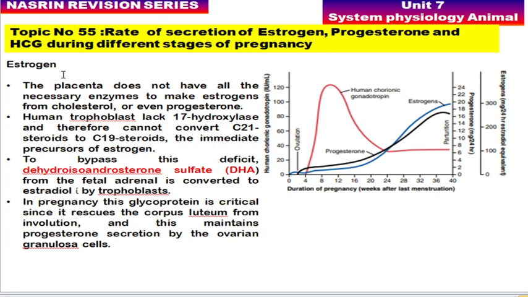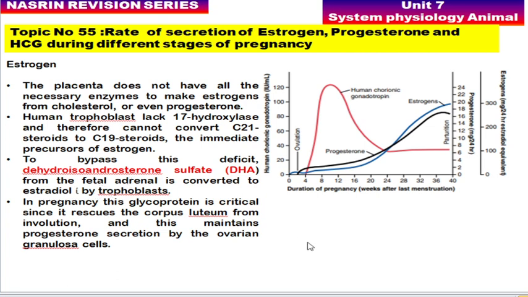Next, the estrogen. The placenta does not have all the necessary enzymes to make estrogen from cholesterol, because the human trophoblast lacks the enzyme 17-alpha hydroxylase, and it also cannot convert C21 steroids into C19 steroids, which are the immediate precursors of estrogen. To bypass this defect, there is another hormone called dehydroepiandrosterone sulfate, DHEA-S, which is produced from the fetal adrenal. It is produced from fetal tissue and is converted into estradiol by the trophoblast.